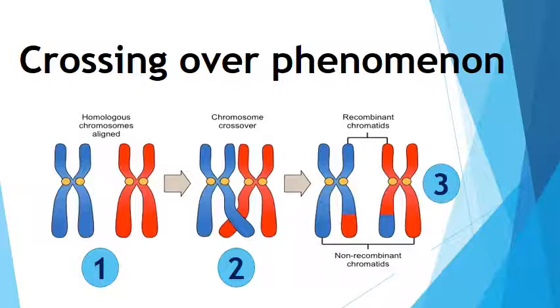Again, what happens in number 2? As you can see, exchanging a part of the inner chromatids.